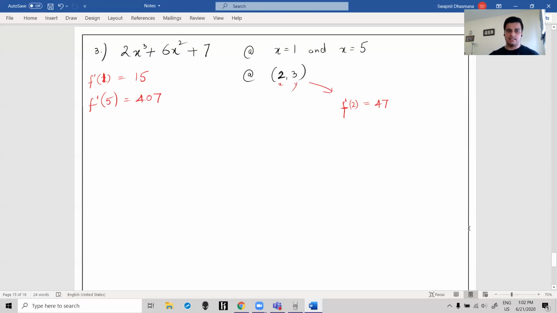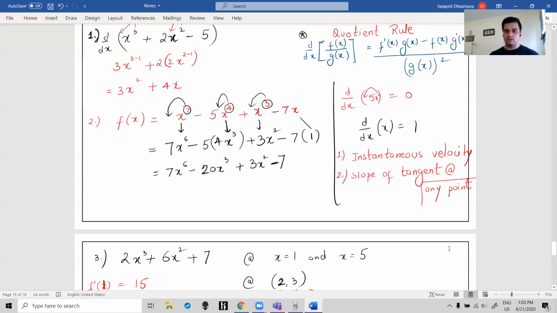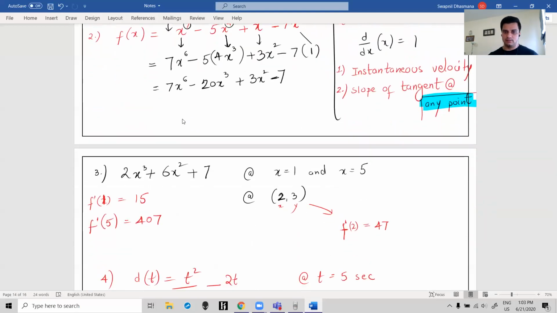They can ask you a question which says, this is d(t), the distance at any time t, and you have to find the distance covered by something when the time is 5 seconds. So just write t as x on the calculator, put 5, and you will get the answer. If they ask for the tangent at any point, so if they say at any point, then you have to do this longer process. But if they give you a specific point, then you can simply use the calculator.